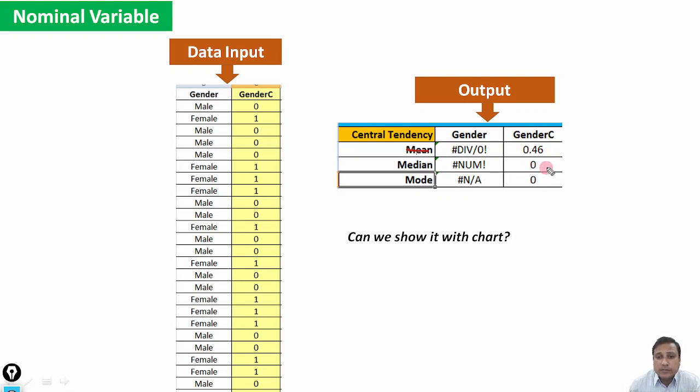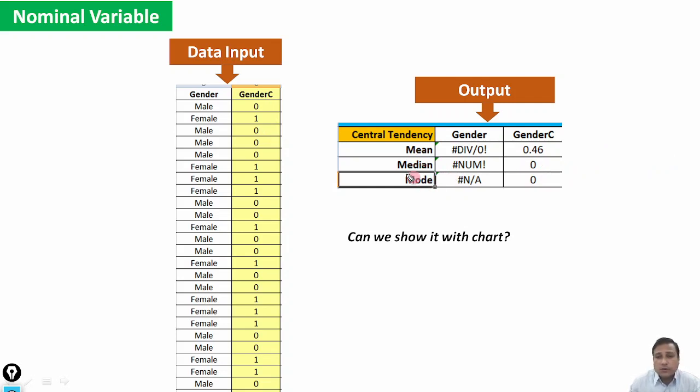Now come to median. What is median? 0. What does that mean? If I arrange this data in ascending order, the respondent who stands at the 50th position, at the mid of this distribution, his gender is male. That's it, I can give only that meaning. Whether that meaning is significant for my research or not depends on your own objectives and many other things. But median also is not suited for a nominal variable.